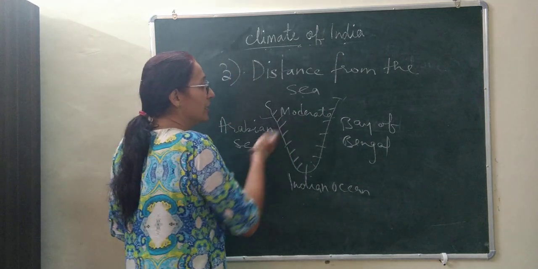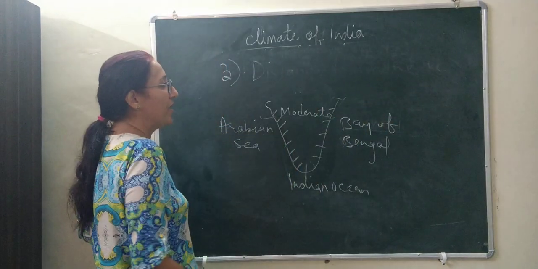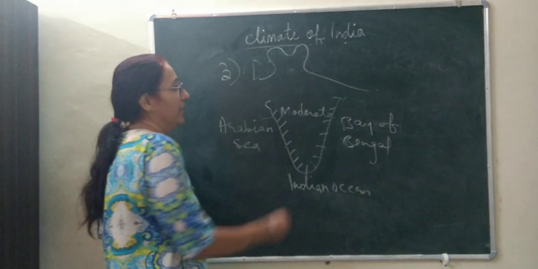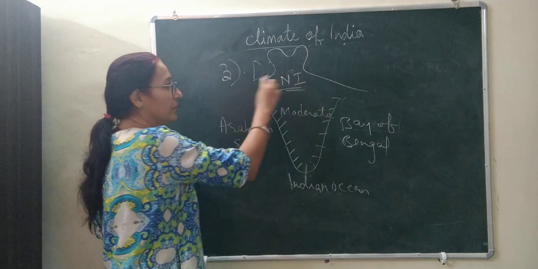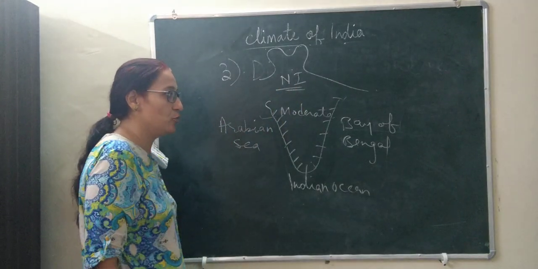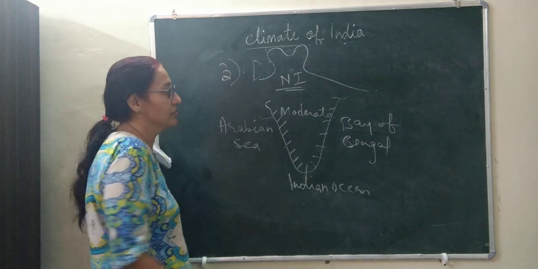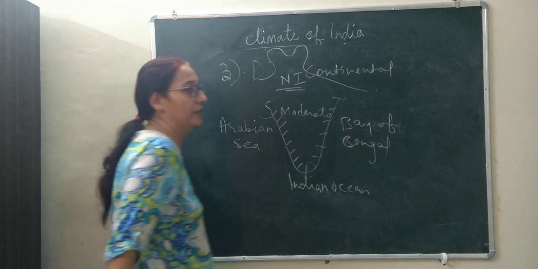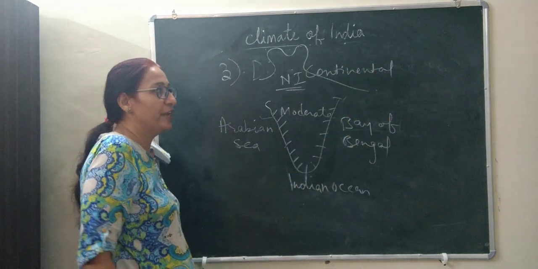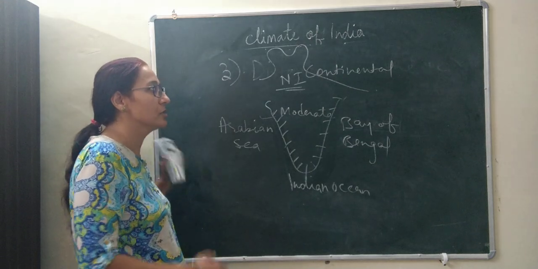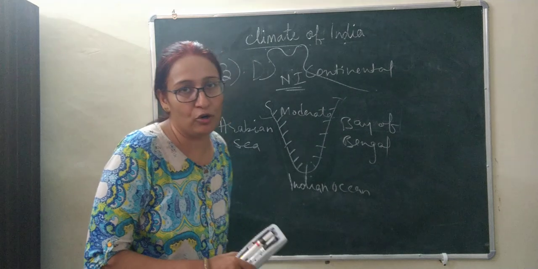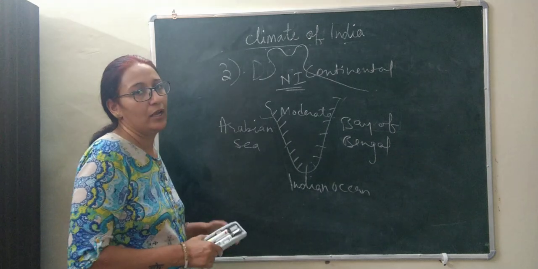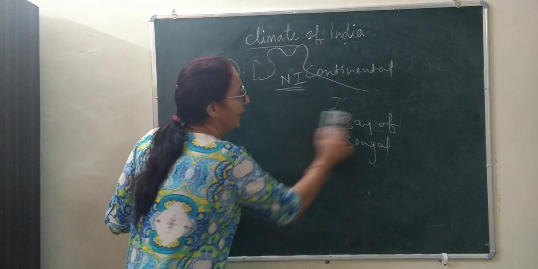But if we compare with northern India, in northern India, that is totally away from Arabian Sea, Indian Ocean, Bay of Bengal, experiences continental type of climate. Extreme climate. Summers are very hot and winters are very cool because North India is totally away from water bodies. So there is a great influence of water bodies. So in this way, water bodies affect the climate of India.